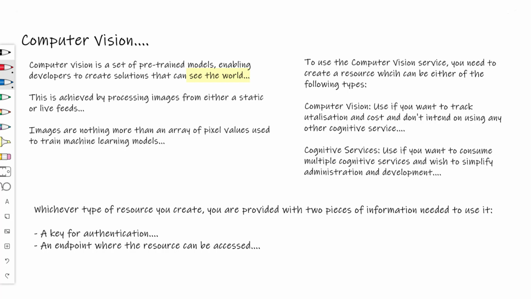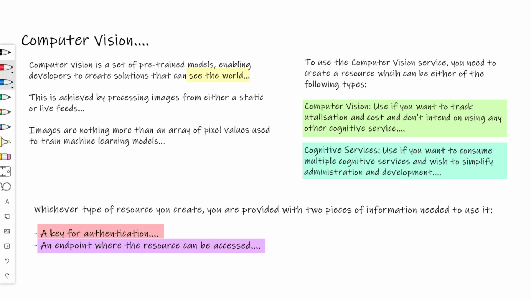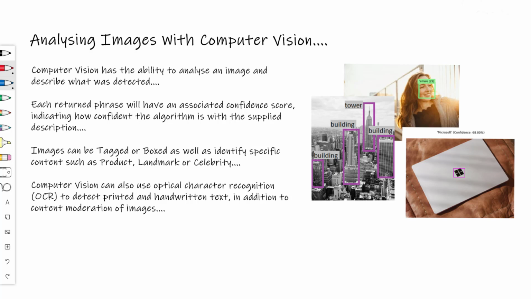To use computer vision, we have to create the necessary resources in Azure, and this could be one of two types. We can create a computer vision service, which is obviously focused on just one solution, or we can create a cognitive services solution, a more general resource that includes many other services. As a rule of thumb, if you plan to use multiple cognitive services and want to simplify administration and development, cognitive services is a great choice. Regardless of which one you choose, two pieces of information are critical. This is the endpoint and the authentication key. Let's now take a deeper look at the service.